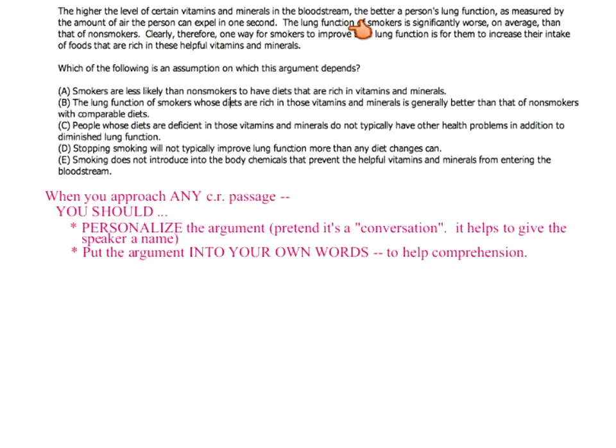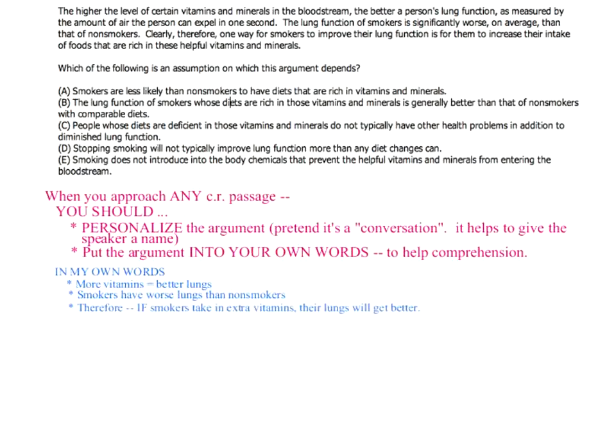Higher levels of vitamins equals better lung function. The amount, as measured by blah, blah, blah, is just kind of junk that we don't really need. So in my own words, one thing they say is more vitamins equals better lungs. And then we know that smokers have worse lungs than non-smokers. And so the argument says one way for smokers to improve is to take in more vitamins and minerals. So therefore, if the smokers take in extra vitamins and minerals, their lungs will get better.